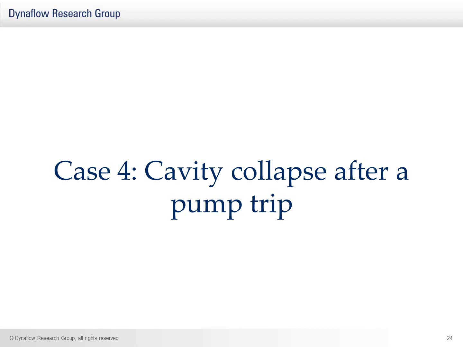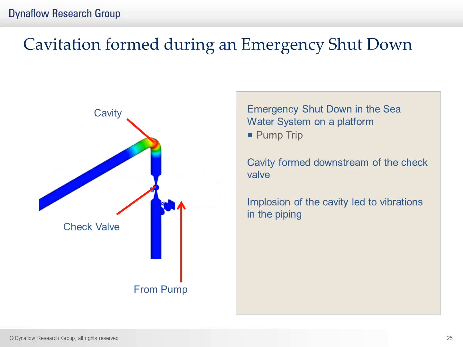Case 4, we're going to consider the case of a cavity collapse after a pump trip. This cavitation formed during an emergency shutdown of the pump. The pump was a vertical riser located 10 meters below the check valve. When the pump was tripped, the flow continued to move away from the check valve, which then closed, as there's no more flow passing through.